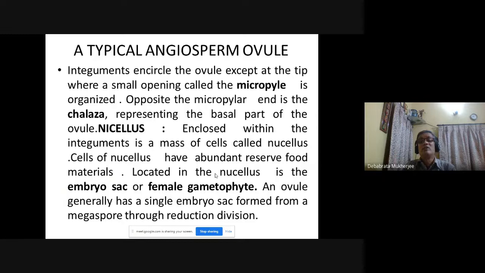Integuments encircle the ovule except at the tip, where a small opening called the micropyle is organized. Opposite to the micropylar end is the chalazal end, representing the basal part of the ovule. Enclosed within the integuments is a mass of cells called the nucellus. Cells of the nucellus have abundant reserve food material. Located in the nucellus is the embryo sac, or the female gametophyte. An ovule generally has a single embryo sac formed from a megaspore through reductional division.